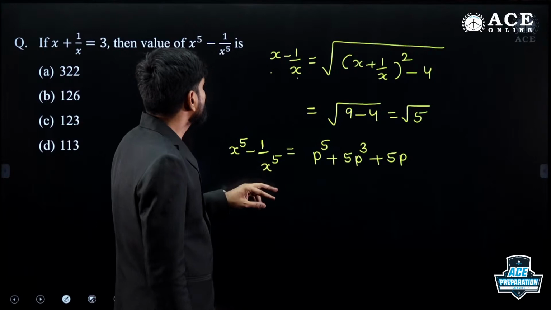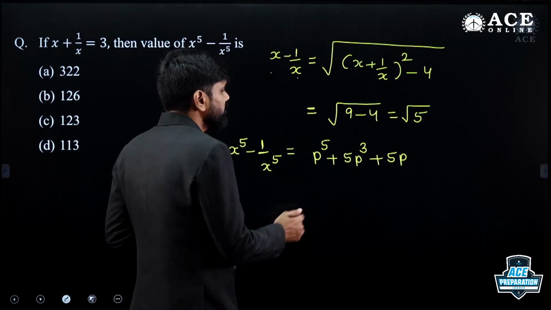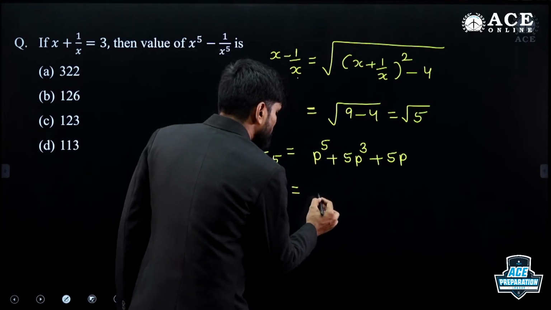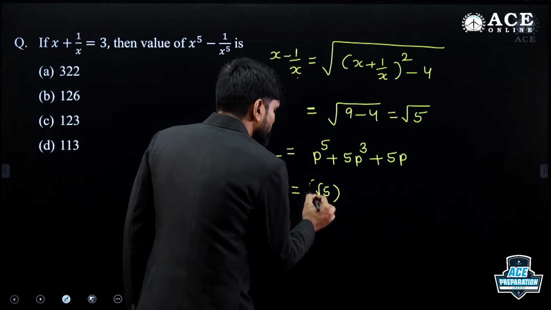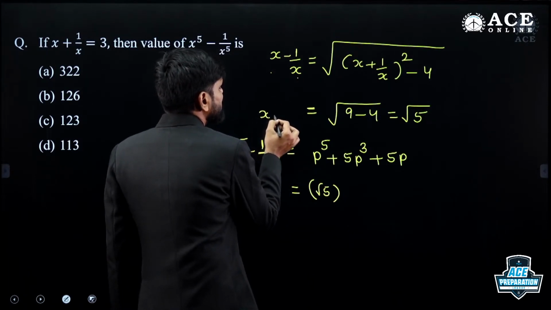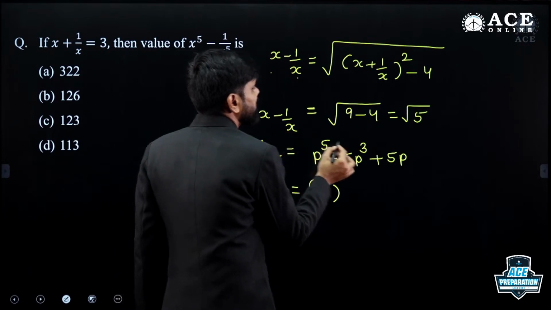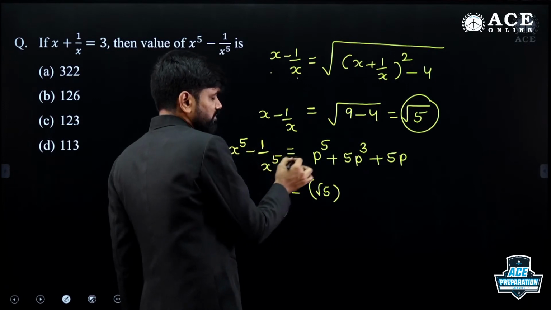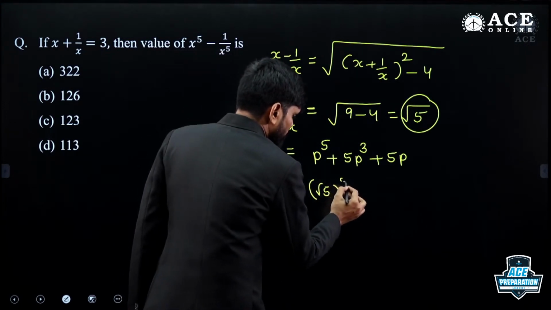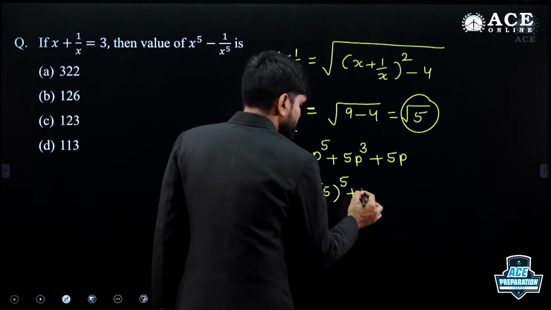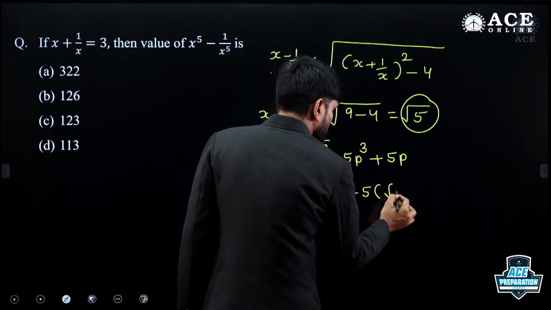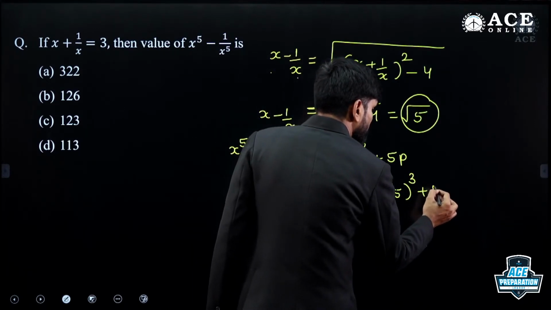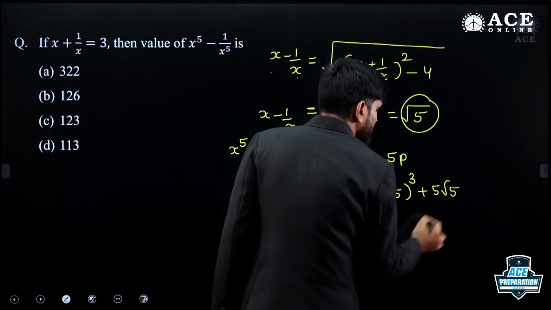Substitute the values of p over here. This gives you how much, dear? So p is nothing but root 5, power 5 now. So x minus 1 by x will be taken as p, dear. Please observe that. If x minus 1 by x is taken as p, in that case the formula for x power 5 minus 1 by x power 5 will be this: root 5 to the power of 5 plus 5 into root 5 whole cube plus 5 into root 5.